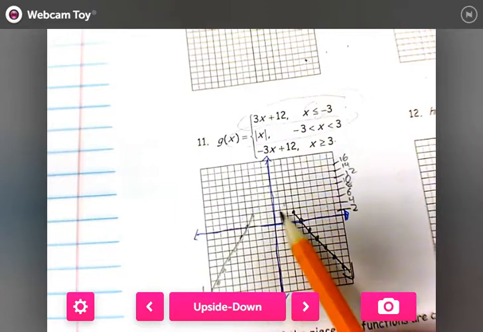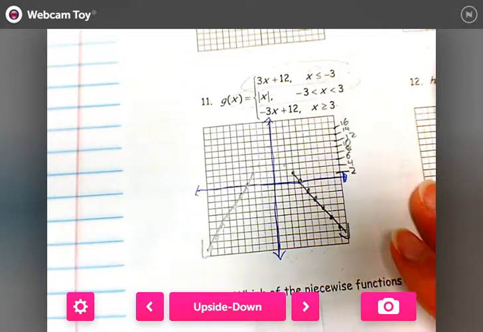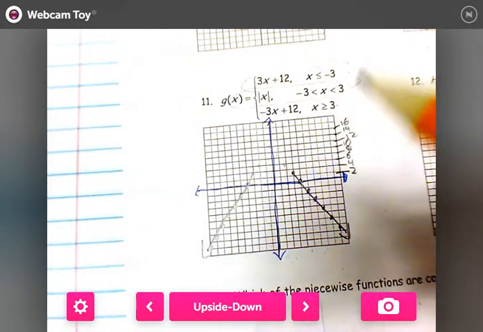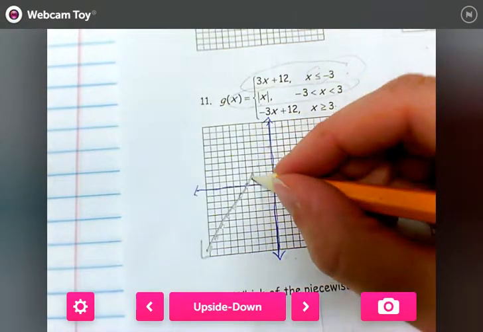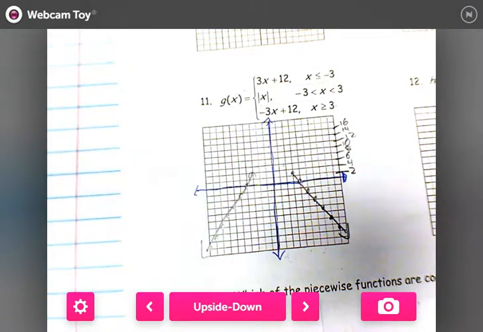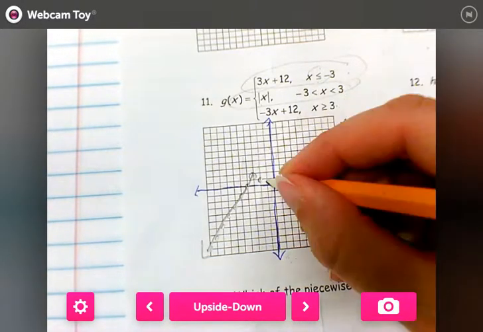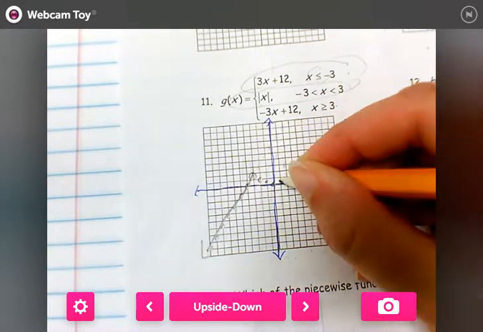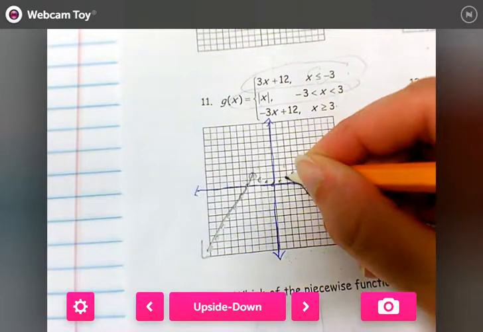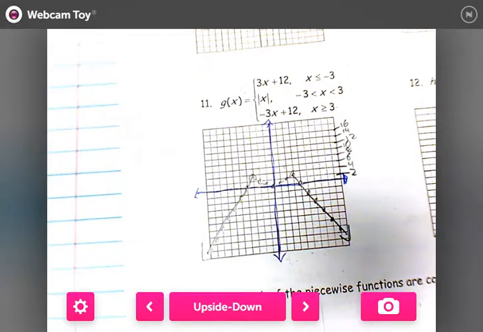Between -3 and 3, it's the absolute value of x. Okay? What's the absolute value of -3? 3. So I've got to go up 3. What's the absolute value of -2? 2. So I went up 2. Absolute value of -1 is 1. Absolute value of 0 is 0. 1 is 1. 2 is 2. And we've got 3. So that is my graph.